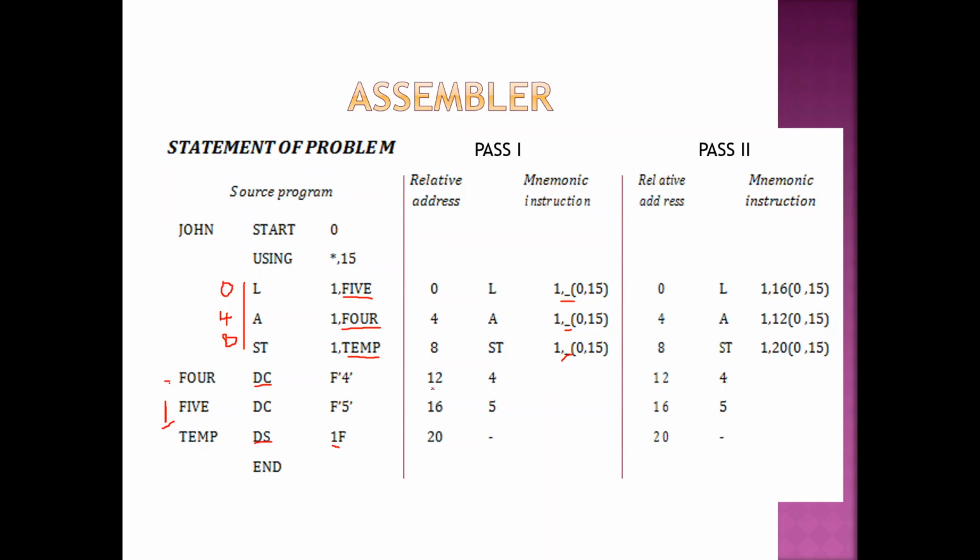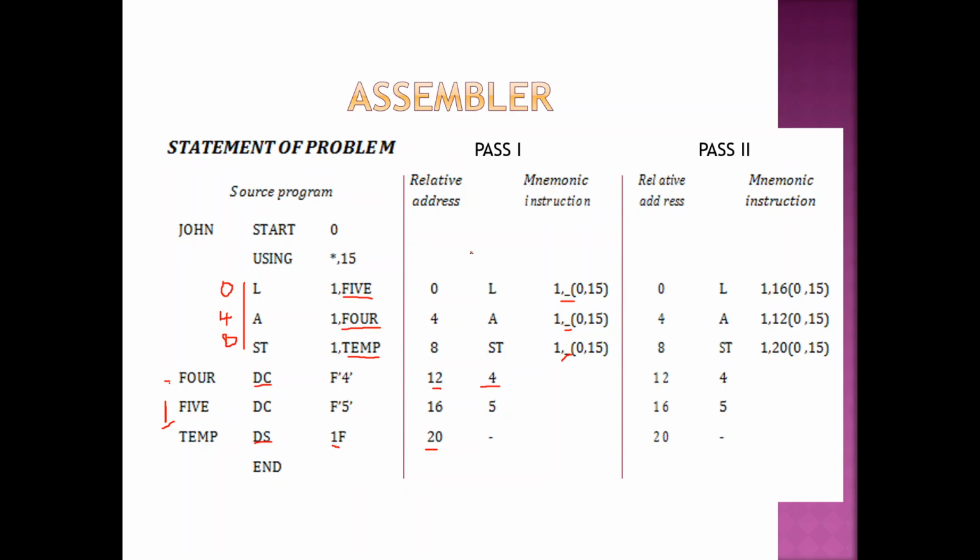First, at location 12, what am I going to store? 4, right? 4 is going to be stored at location 12. So for 4 DC, what actually happens? Number 4 is stored in location 12. Similarly, 5 is stored in location 16, and at location 20, after executing the program, some value will be stored, but you know the address now. For temp, that address is 20. Okay, we just have to fill these things, right?